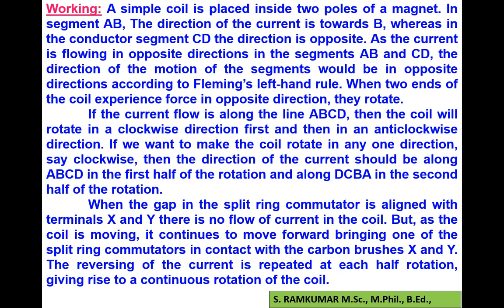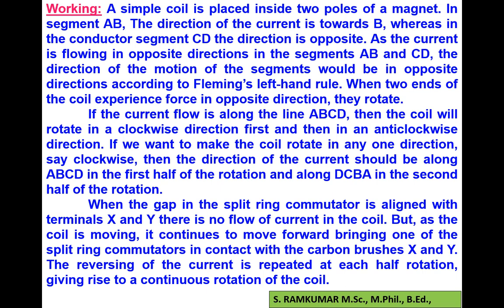If the current flow is along the line ABCD, then the coil will rotate in a clockwise direction first and then in an anti-clockwise direction. If we want to make the coil rotate in any one direction, that is in clockwise direction, then the direction of the current should be along ABCD in the first half of the rotation and along DCBA in the second half of the rotation.